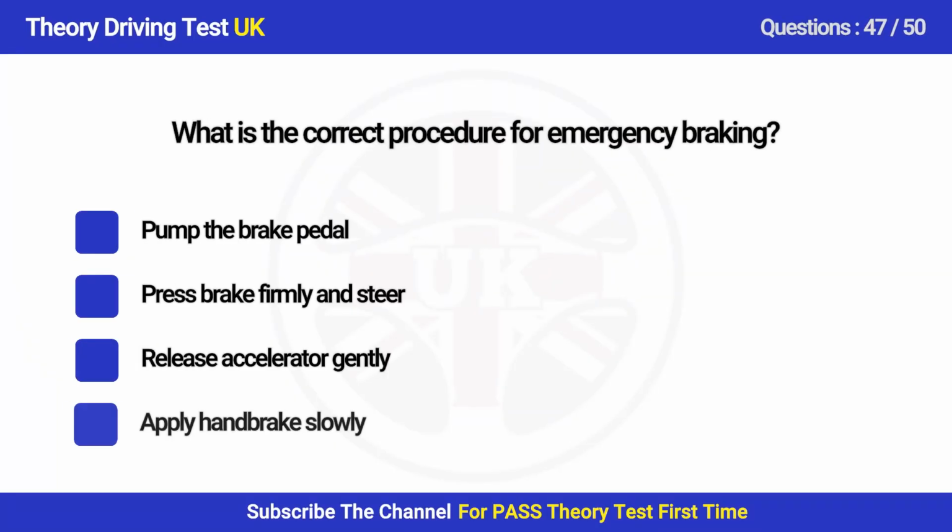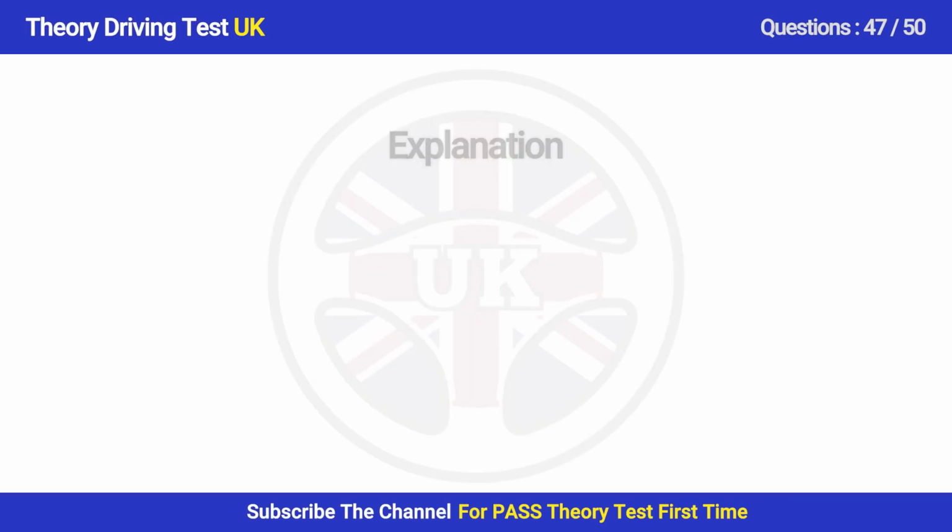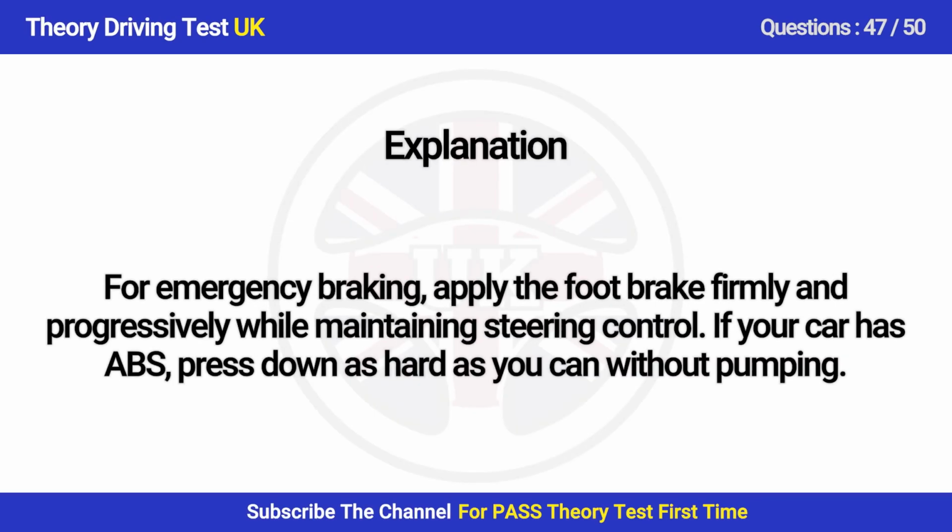Question 47. What is the correct procedure for emergency braking? A. Pump the brake pedal. B. Press brake firmly and steer. C. Release accelerator gently. D. Apply handbrake slowly. Answer is B. Press brake firmly and steer. For emergency braking, apply the foot brake firmly and progressively while maintaining steering control. If your car has ABS, press down as hard as you can without pumping.